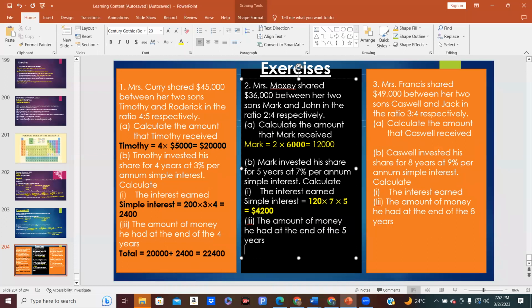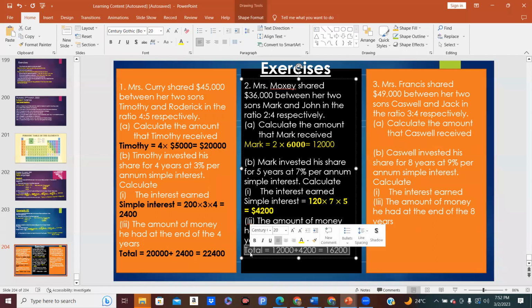All right. And then what's the total? You would have to add 12,000 plus 4,200, which would give you 16,200. That is correct. Okay. Did anyone else get that? Anyone else? Me. Yes.